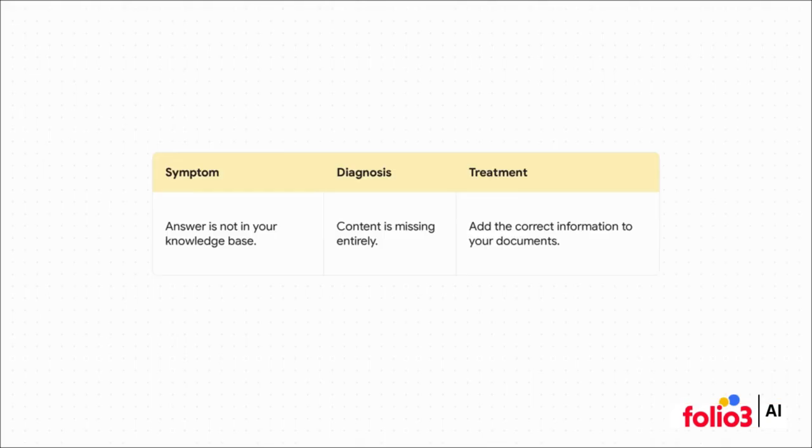So, we're going to start with the most basic check of all. You might even laugh at how simple it is, but you'd be surprised how often this is the problem. Before you touch a single line of code, just ask yourself, does the answer to this question actually exist anywhere in my documents? If it doesn't, the system can't just invent it. The fix is obvious. Go add the missing information.